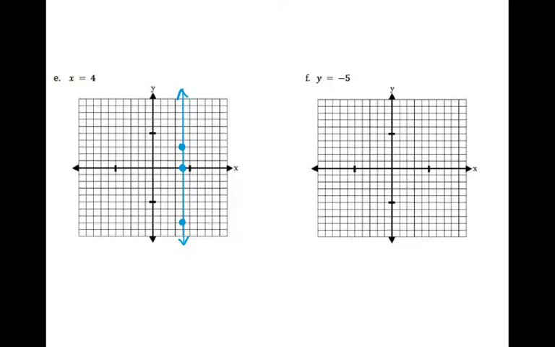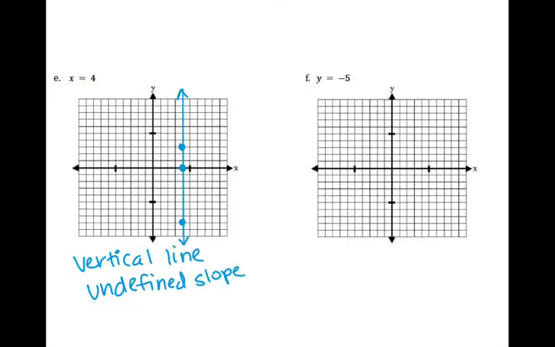Now, a couple of things to remember. Anytime you have x equals a number, that is going to be a vertical line, which means it has an undefined slope. Okay, so y equals -5 is going to be a horizontal line with a slope of 0. So let's see how that works.